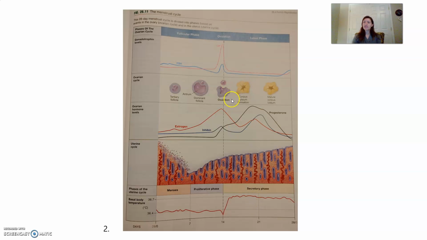So the egg is released. It just has to meet with the sperm, and hopefully pregnancy will result. That's what the uterus and the ovaries are rooting for. So the corpus luteum is going to secrete hormones that will prepare this endometrium to have that fertilized oocyte attach and implant and grow into an embryo, fetus, baby.